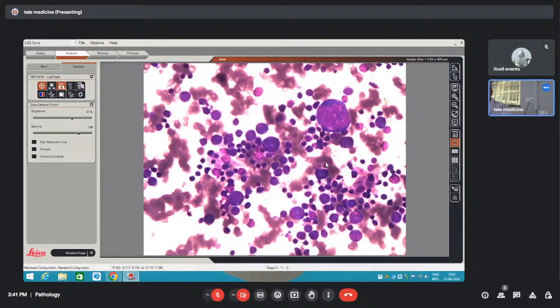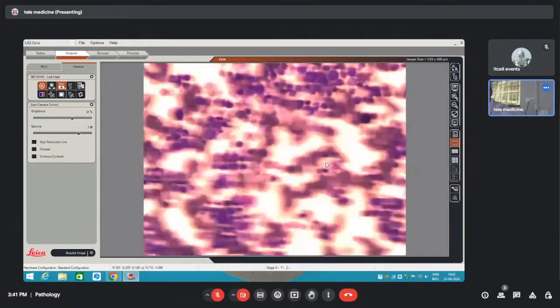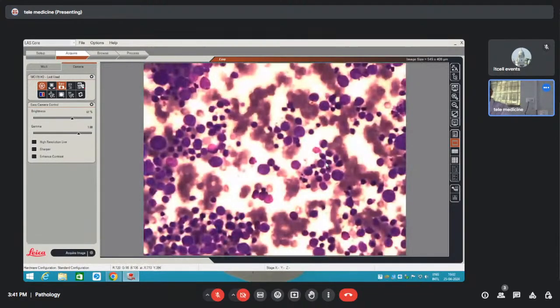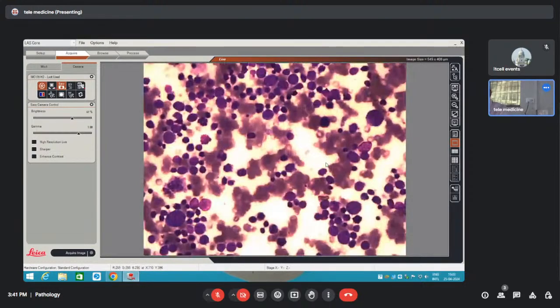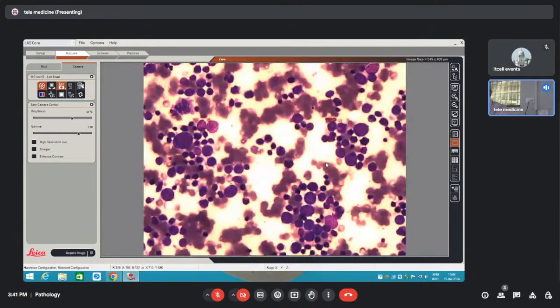What are these cells? Anyone? Early. Absolutely correct. This is pure erythroid leukemia. Okay? This is not megaloblastic. So, what is the diagnostic criteria of pure erythroid leukemia? More than 80% erythroid, and more than 30% are proerythroblasts. So, these are gigantoblasts.